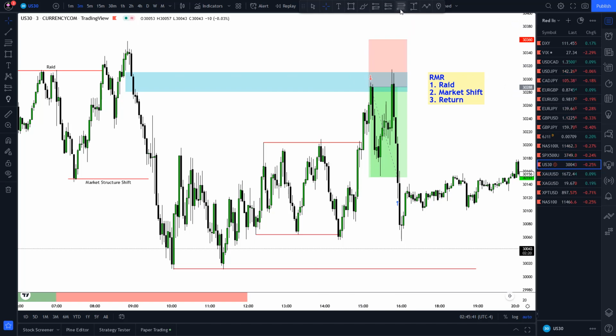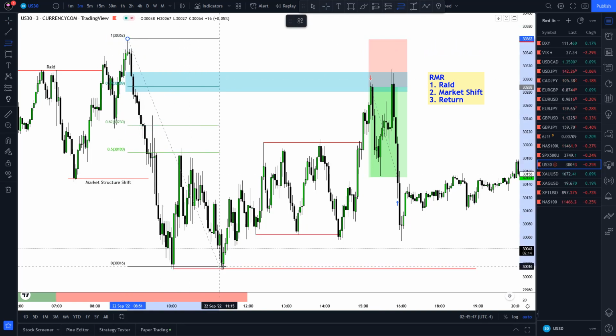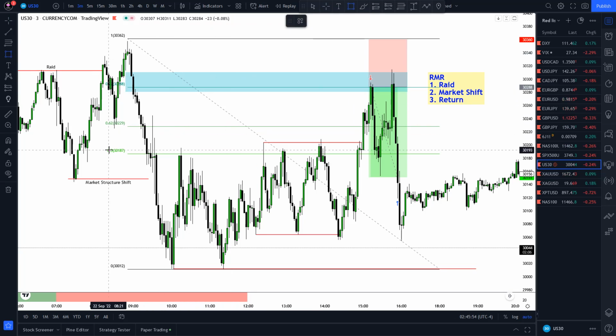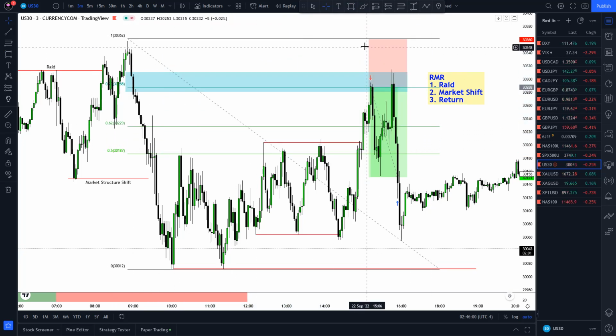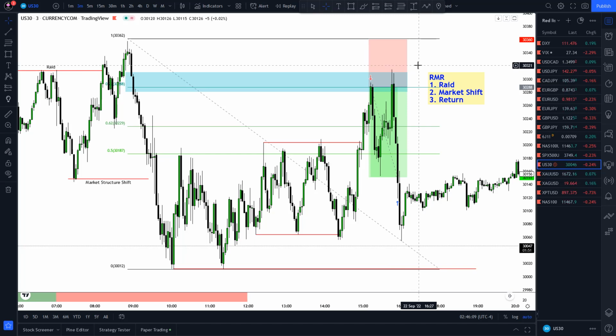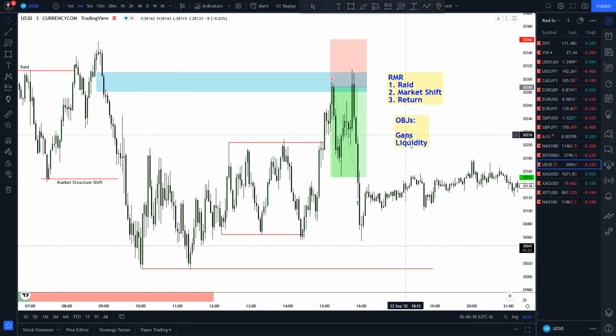If you're wondering how to determine if it's a fair price or not, we draw a fib from the top of the raid swing to the bottom of the market structure shift, so these swing lows, the bottom of it, and we can see that anywhere above this 50% line up here is considered a fair price. And our entry position and this swing afterwards are very deep into a fair price, so they're in a very premium price. Alright, now for objectives, I look at two main things, which are gaps and liquidity.